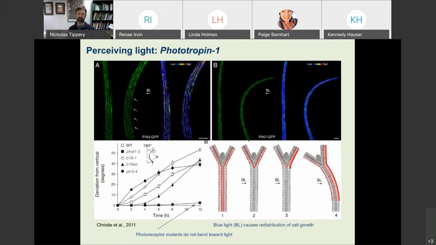So there's even more to it. It's not just the auxin, but it's the enzymes that respond to the presence of auxin. So this is a gene and a protein called phototropin-1.